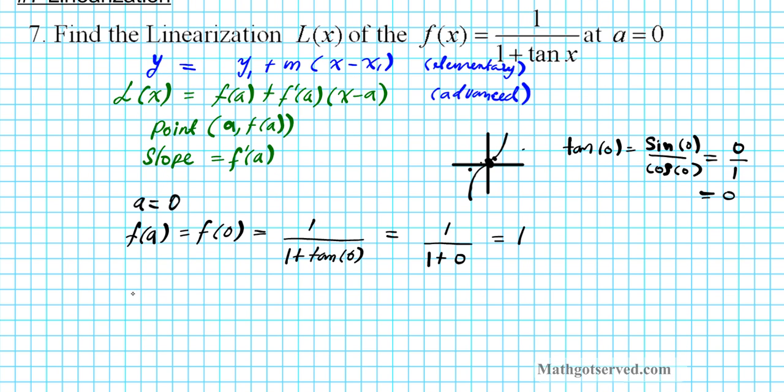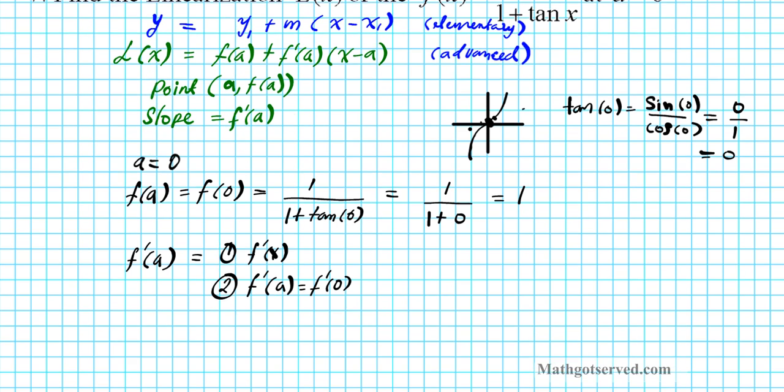What do we need next? We need f prime of a. In order to find f prime of a, we need to do two things. First, we have to find the derivative f prime of x. And then secondly, we need to evaluate the derivative at a, which is basically going to be f prime of 0. So it's a two-step process.